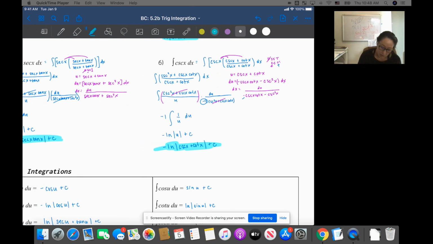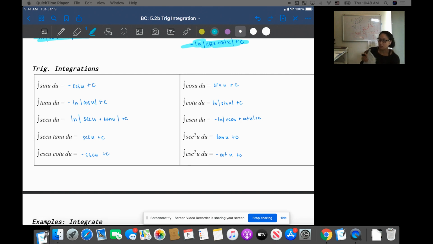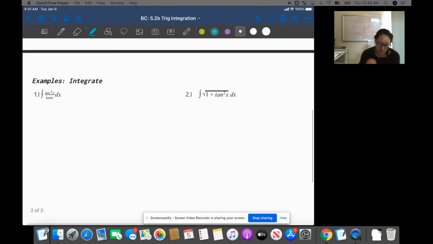So the trig integrations that we have now are here, and I would definitely think about making a Quizlet at this point and start to memorize these integrals since there's a lot of them. Another place you can find a list of the integrals is on the inside cover of your book. Okay. All right, let's do some examples.